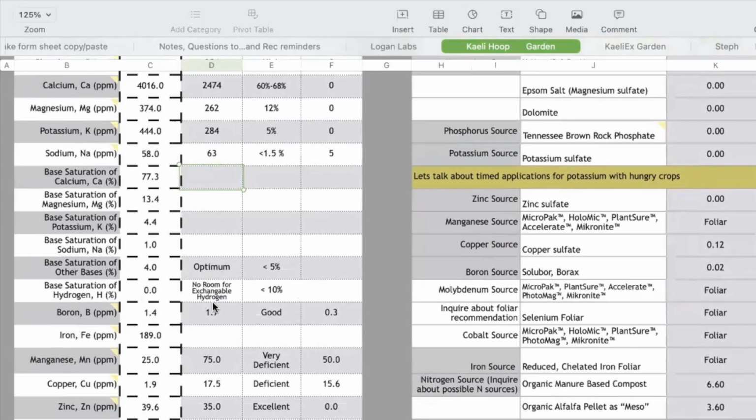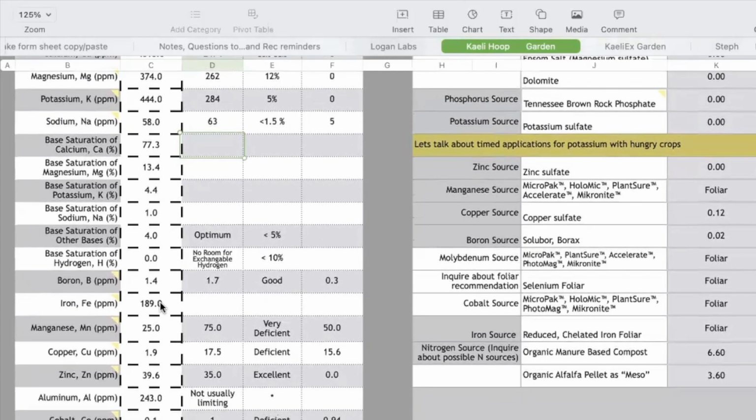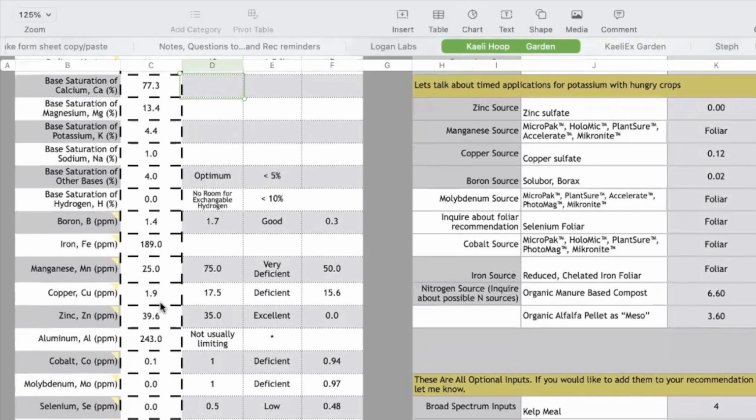I want to see at least 1 part per million of the boron, and you're doing good. You're almost right up there. Boron is really critical to get calcium into a plant, and so it plays a big role with that calcium silica cell wall structure. Really important.